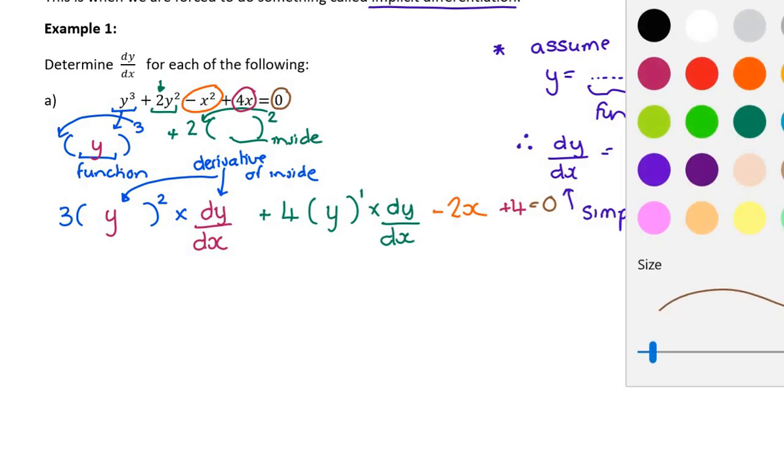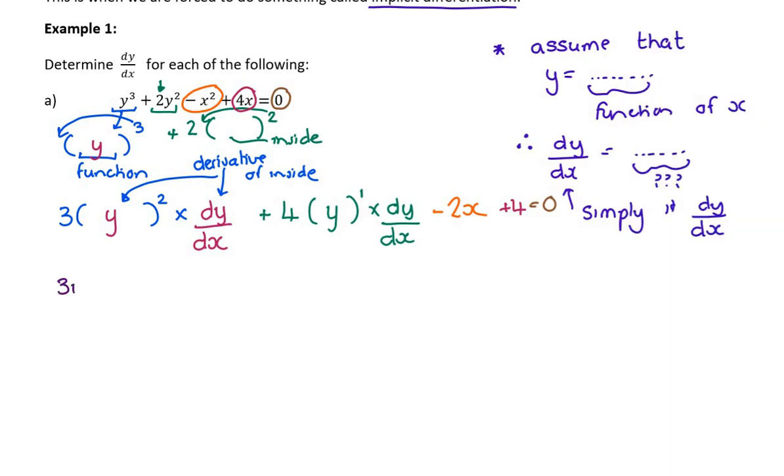So this is a little bit messy. Let me neaten this up quickly. So this is 3y squared times the derivative of y with respect to x, if I knew what that derivative was, plus 4y times the derivative of y, if I knew what it was, minus 2x plus 4 equals 0. So basically, I have differentiated each term, and it's called implicit differentiation because I haven't explicitly differentiated y because I don't know what y is. So instead of explicitly doing it, I have implicitly done it in that I've just said dy dx.